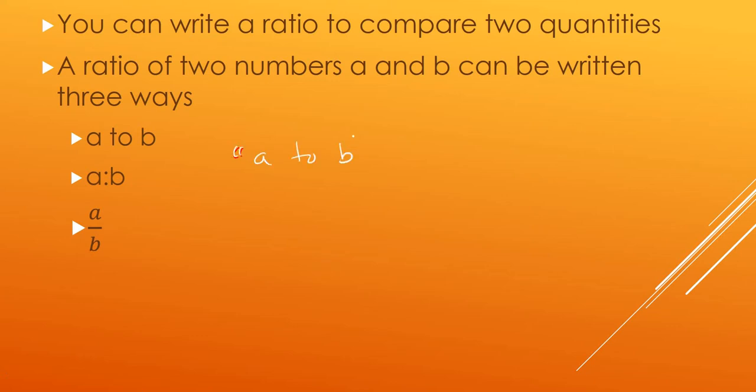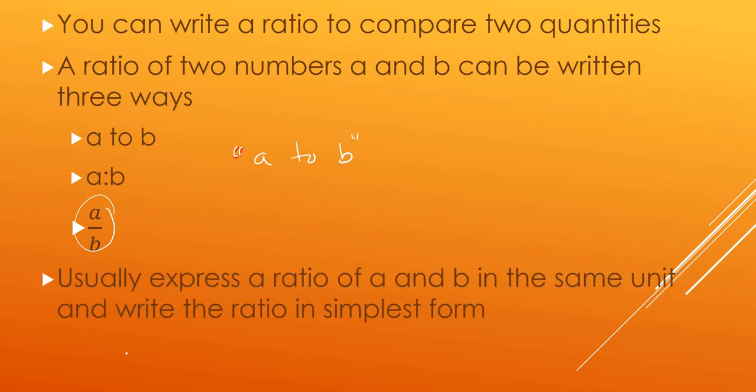A to B. So no matter how I write them, as the words A to B, with a colon, or as a ratio or rational number, that's the one we're going to use most often, we read it as the ratio of A to B. And usually we express a ratio of A to B in the same unit, so inches to inches, feet to feet, minutes to minutes, and we always write the ratio in simplest form.